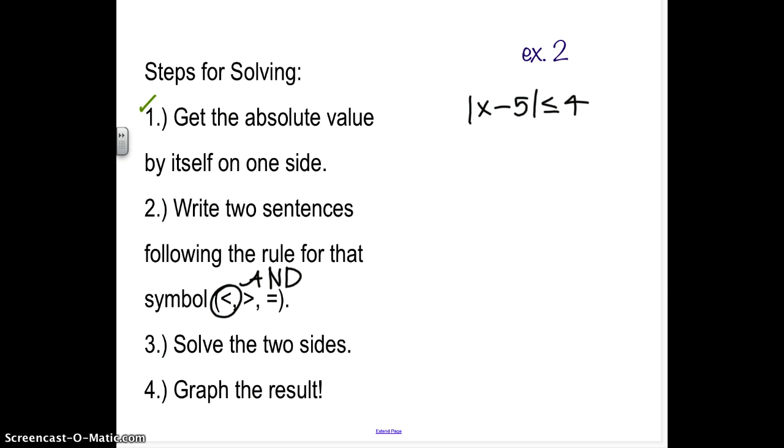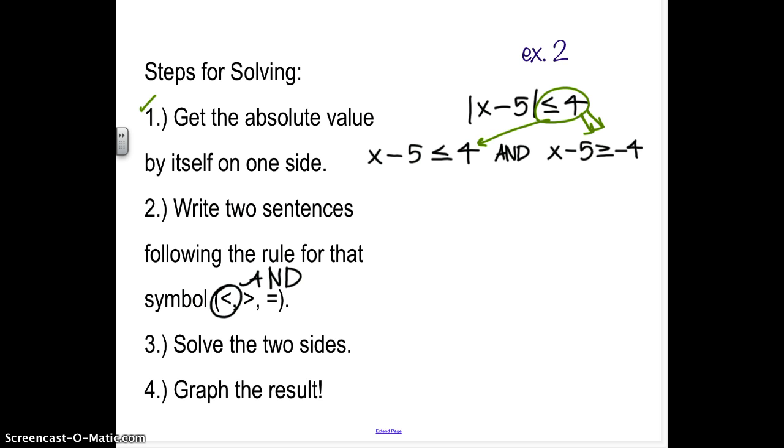So that means that x minus 5 could be less than positive 4, and it could be greater than or equal to negative 4. Now, if you notice as we're writing that, the symbol stays the same. Look at this. That matches up perfectly. When the direction of the symbol flips, the sign on the number flips. Because that's when we're talking about living on the other side of the equal sign. So things are different over there. When we write the two sentences, we drop the absolute value.